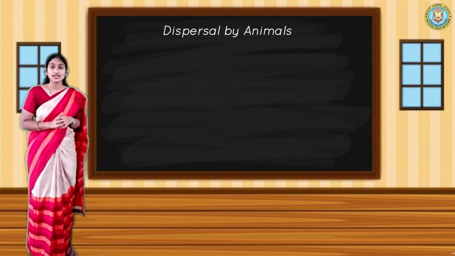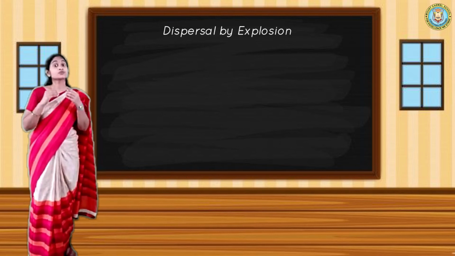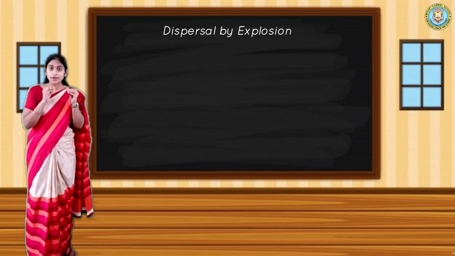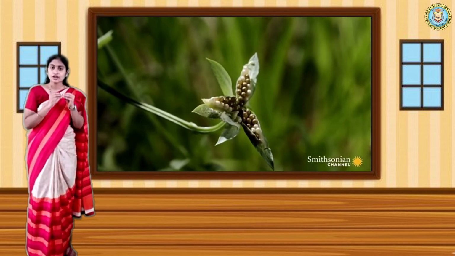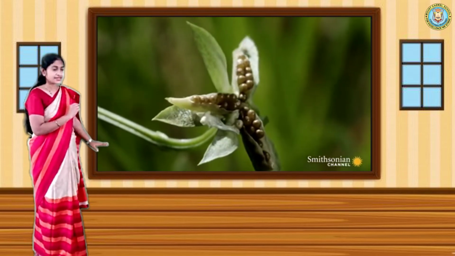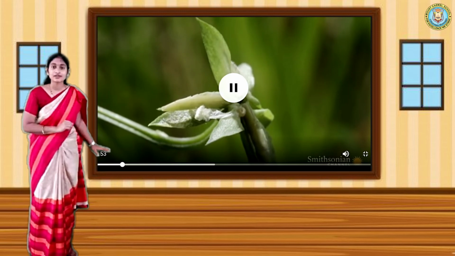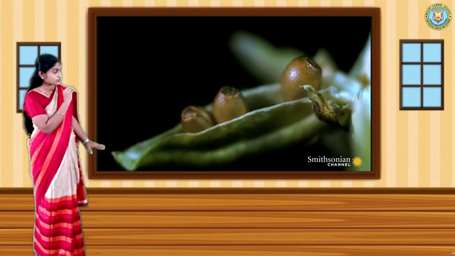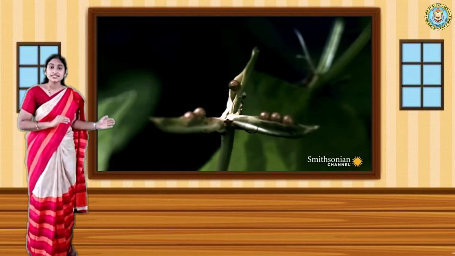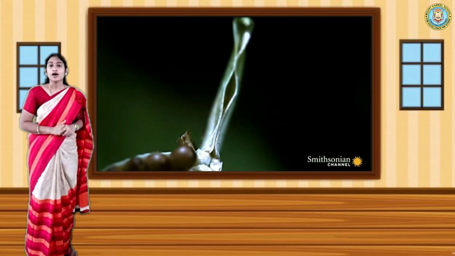Now let us move on to the last one. Dispersal by explosion. Do you know the meaning of explosion? It means a blast. Something blasts in the plant and seeds get dispersed. See, like this. Here one fruit is there and inside too many seeds are there. Explosion happens here and all the seeds are scattered here and there. This is dispersal by explosion.